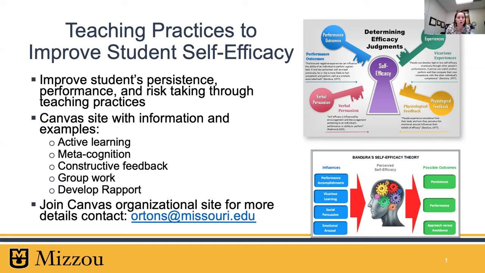Social persuasion, being told that you can do well, would be things like constructive feedback, giving students encouragement. And then physiological feedback, or emotional arousal, those are the emotions generated around performing a task. That would be something like teaching practices to accommodate test anxiety or developing rapport.